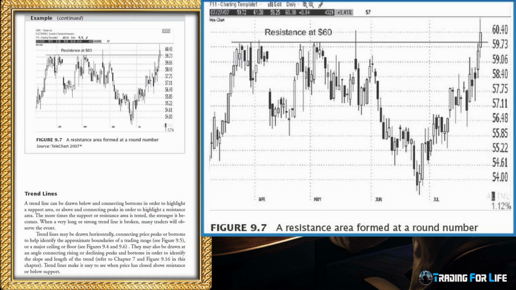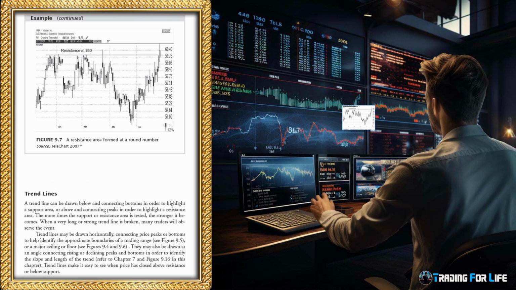Trend lines. A trend line can be drawn below and connecting bottoms in order to highlight a support area, or above and connecting peaks in order to highlight a resistance area. The more times the support or resistance area is tested, the stronger it becomes. When a very long or strong trend line is broken, many traders will observe the event.